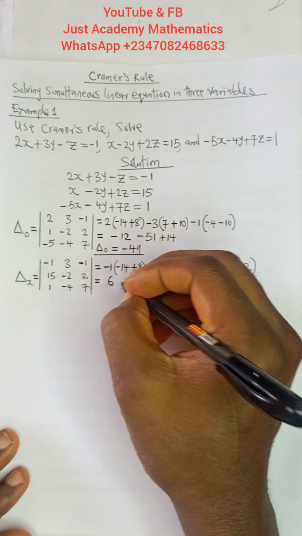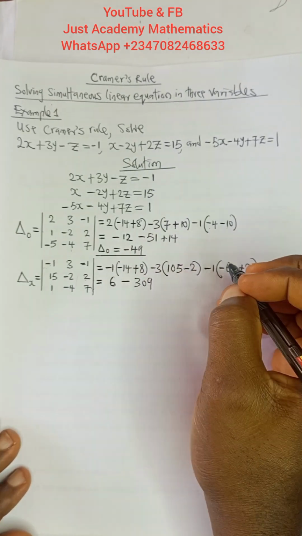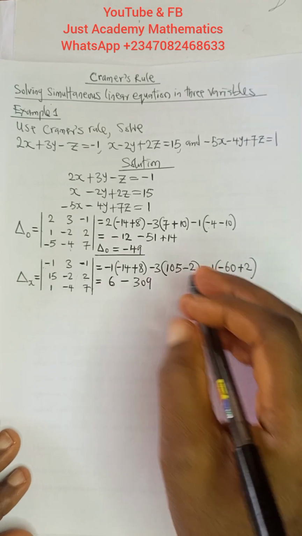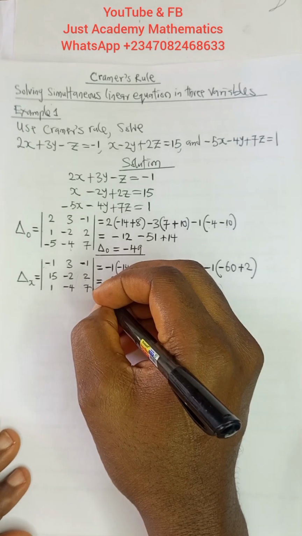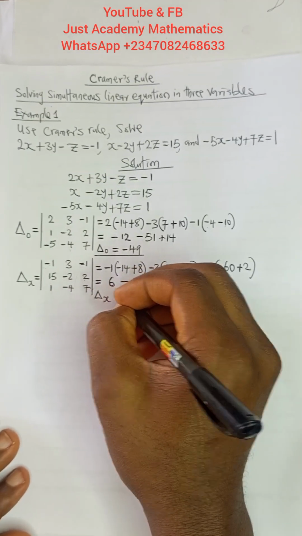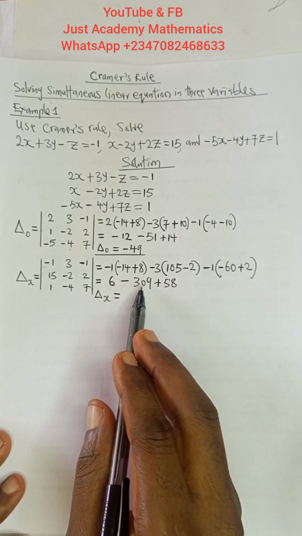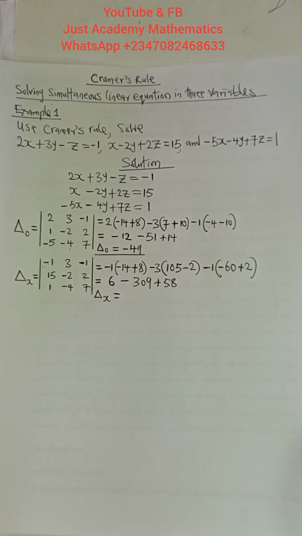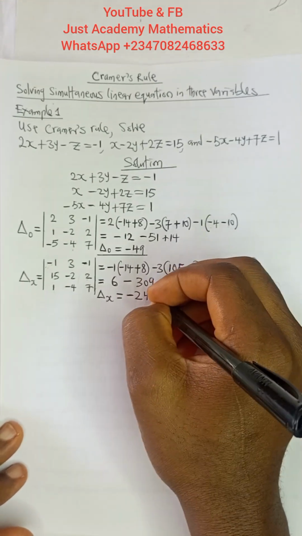103 times -3 will give us -309. Plus, of course, this and this will give us -58. -58 times -1 will give us +58. So we conclude that change in x is equal to 58 plus 6 minus 309. We'll check it out in the calculator. 58 plus 6 minus 309 will give us -245.